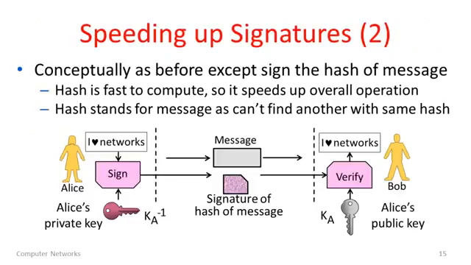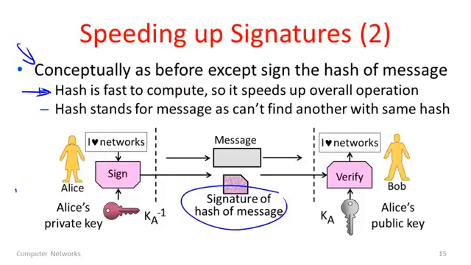So here's how we use hashes to speed up signatures, and it's fairly straightforward. Conceptually, we'll do just what we did before. The only difference in this picture is here. Instead of signing the message, we'll sign the hash of the message. This is going to help because the hash itself is fast to compute. You can go over a long message fairly quickly, and that way you only have to do the signing with a public key of a smaller portion of the message, 160 bits, say. So overall, this is much faster.